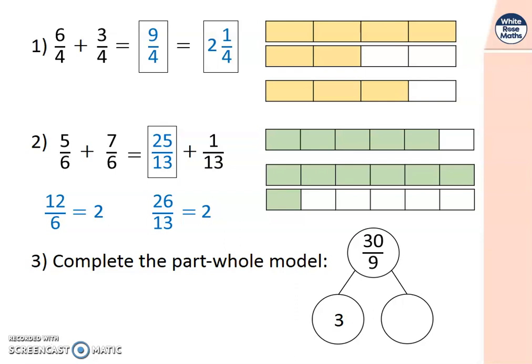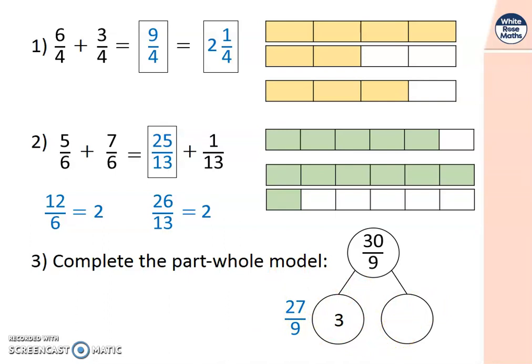Number 3, complete the part whole model. We see here that the whole one is 30/9. Here we've got 3 whole ones, but we don't know what the leftover fraction is. How many 9ths would be in 3 whole ones? Well, in 1 whole one, there are 9, and we've got 3 of those. 3 times 9 is 27/9.